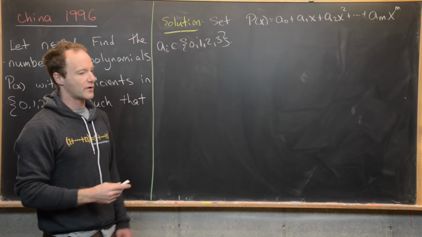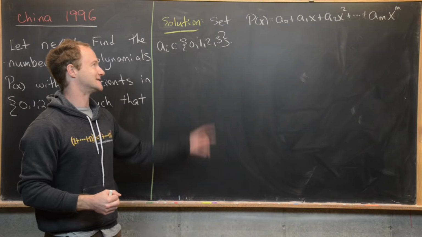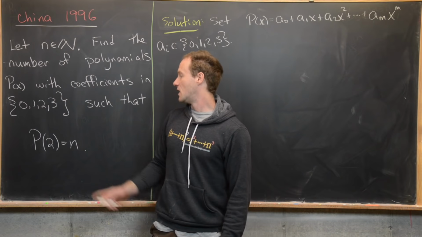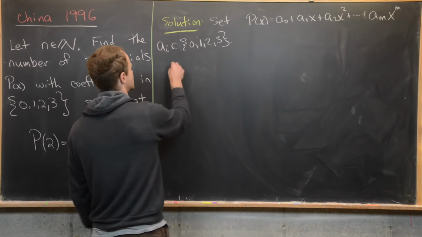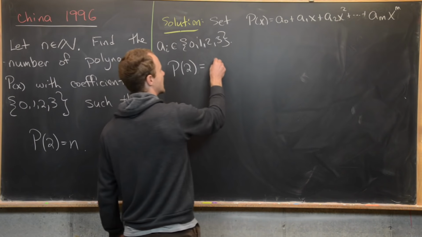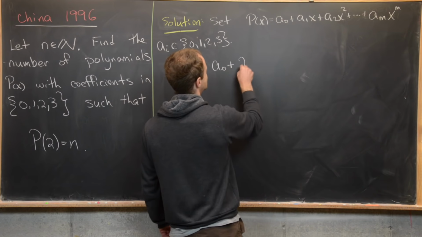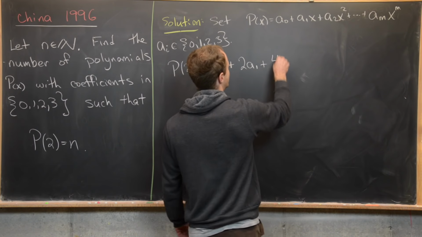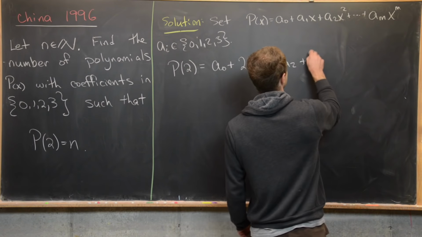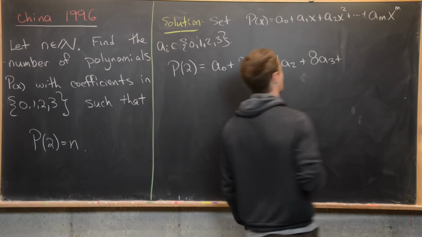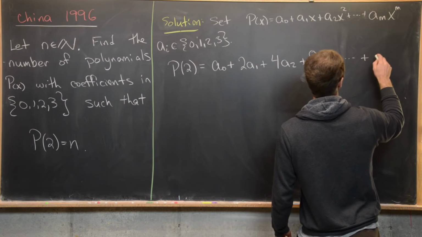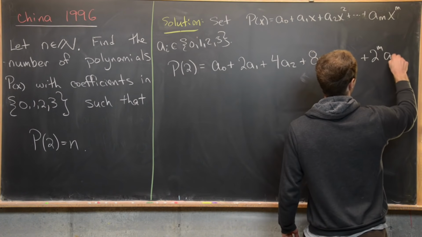Now, since we want to look for the natural numbers that can be expressed as this polynomial evaluated at 2, let's go ahead and evaluate this polynomial at 2. So if we evaluate this polynomial at 2, let's see what we get. We'll get a0 plus 2a1 plus 4a2, in other words, 2 squared a2, plus 8a3, in other words, 2 cubed a3, all the way up to 2 to the m, a sub m.